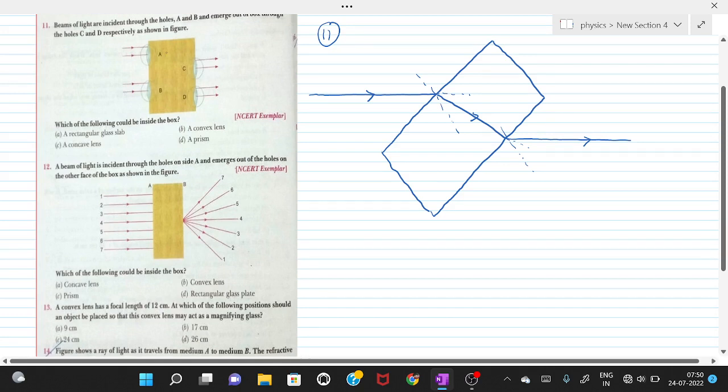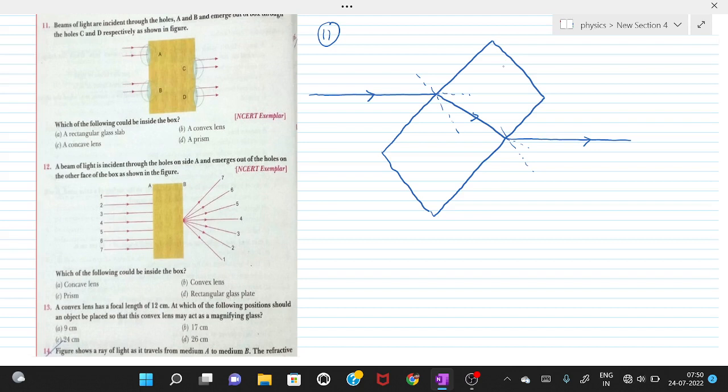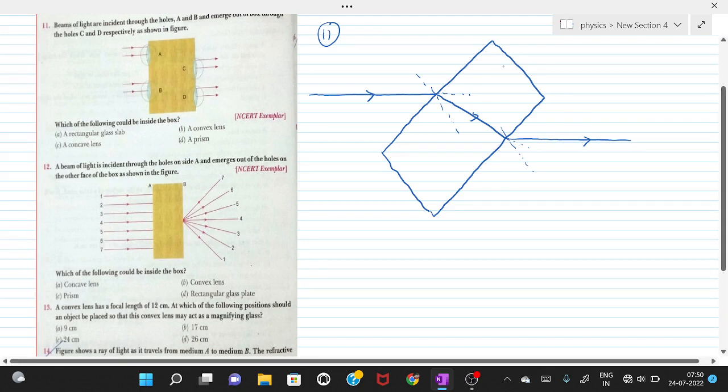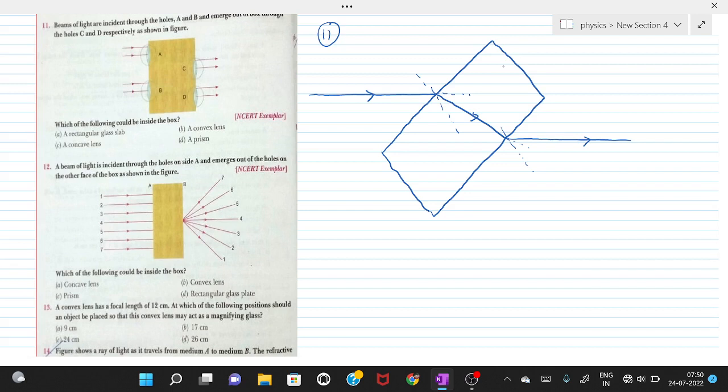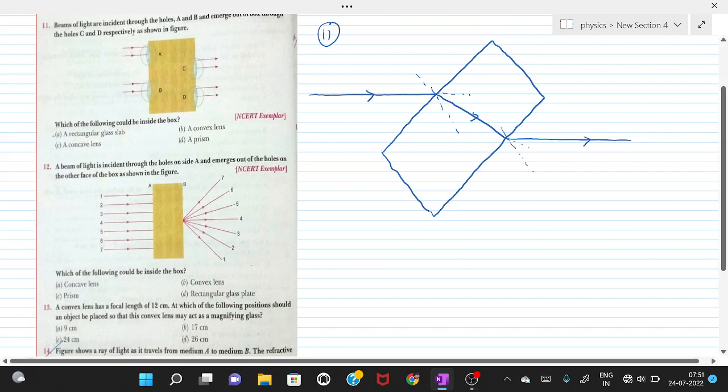Right, the yellow color is the box. So there must be a rectangular glass slab inclined in this way, which I have drawn in the diagram. If it is inclined in this way, that is our rectangular glass slab, then only we will get this kind of rays which is given in the diagram. So for question number 11, option A is correct. Now go with question number 12.